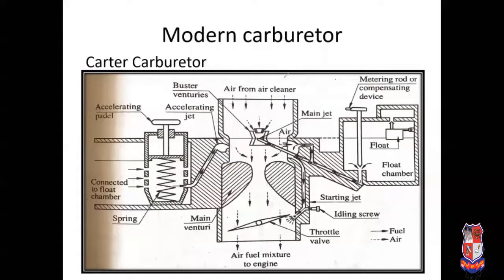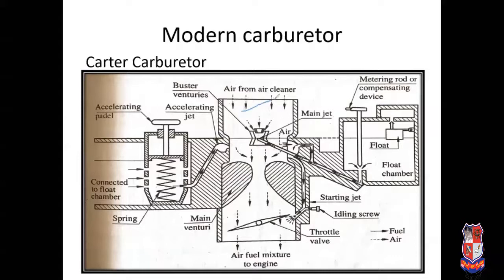Let us see how the Carter carburetor works. As I told, its working is similar to the Solex carburetor. So let's say the different conditions first of all. The different conditions of an IC engine are starting condition, sudden acceleration, idling, slow speed, and normal working condition. During the starting condition, the working of the Carter carburetor is the same as a simple carburetor.